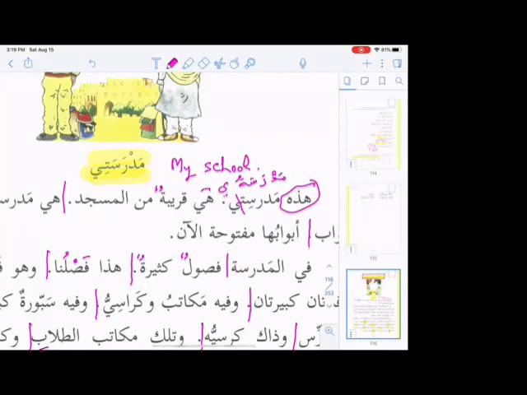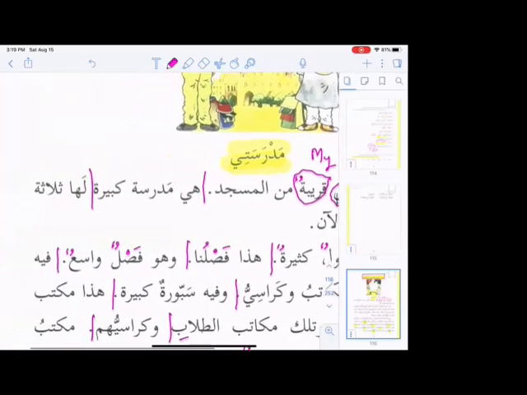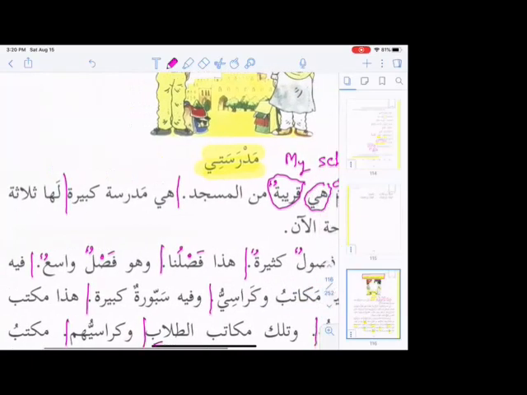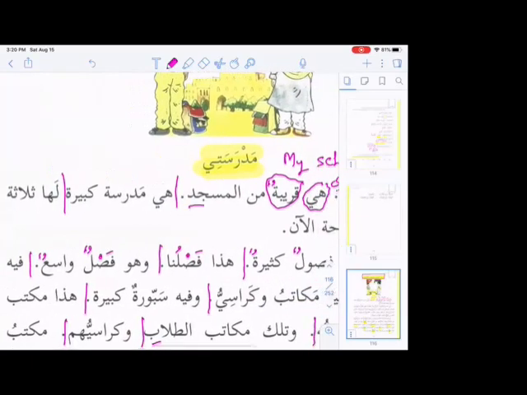Hiya mubtada, karibatun khabar, it is close. Min al masjidi. From the masjid. Hiya mubtada. Now this, because we have mubtada and khabar, we will only say jar majrur. We won't say shibu jumla, unless it comes as a khabar, then you don't say shibu jumla.